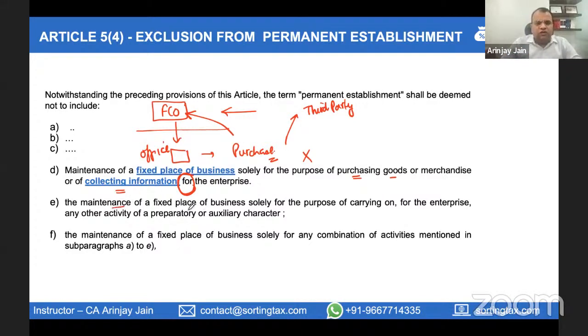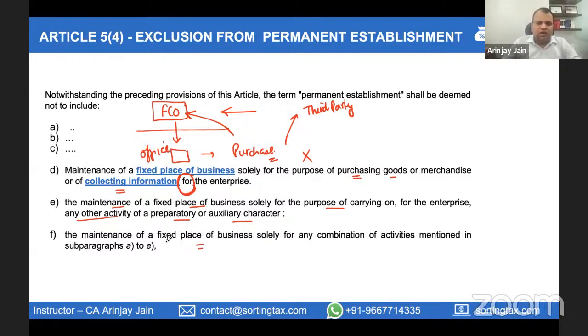Point E is the maintenance of fixed place of business solely for the purpose of carrying on for the enterprise any other activity of a preparatory or auxiliary character. Now, this clause is important, and like I discussed, there are several examples that can be done on this. But due to paucity of time, we are not covering all those on this particular clause in today's session. So if you maintain a fixed place of business for carrying out preparatory or auxiliary activity, depending on the nature of business, the preparatory or auxiliary activity may differ. As long as the fixed place of business is used for the purpose of doing these preparatory or auxiliary activity, it will be exempt.